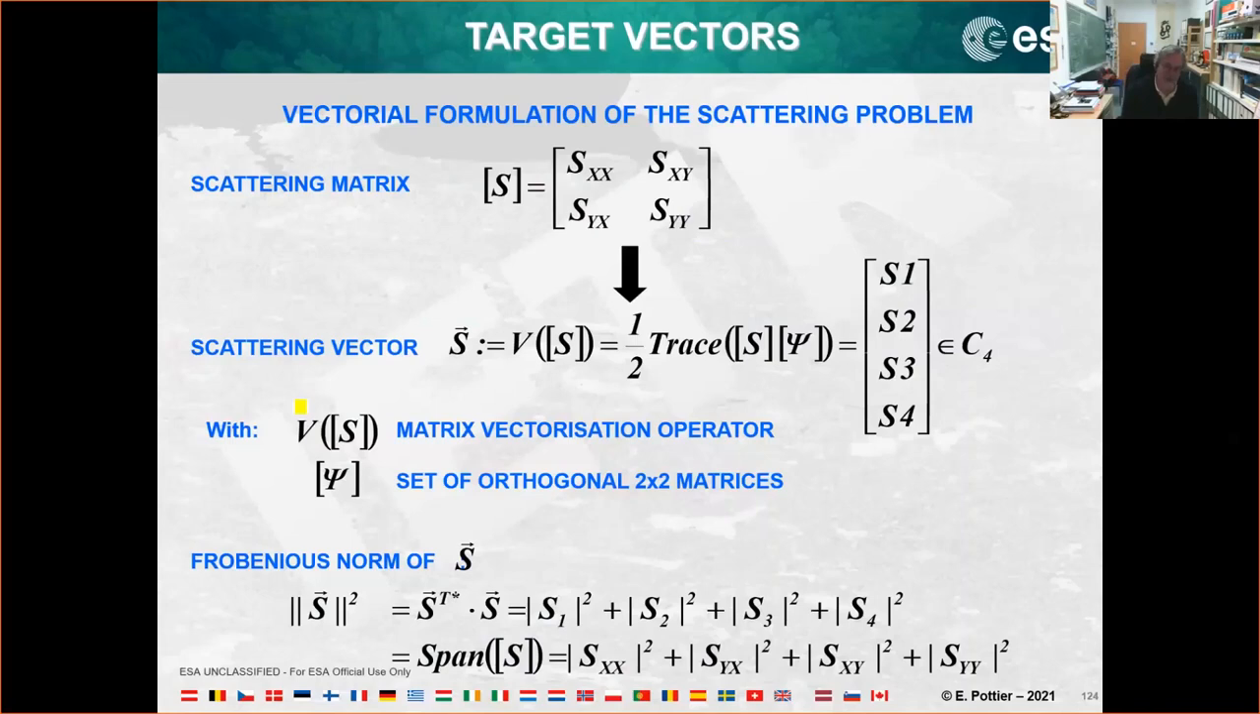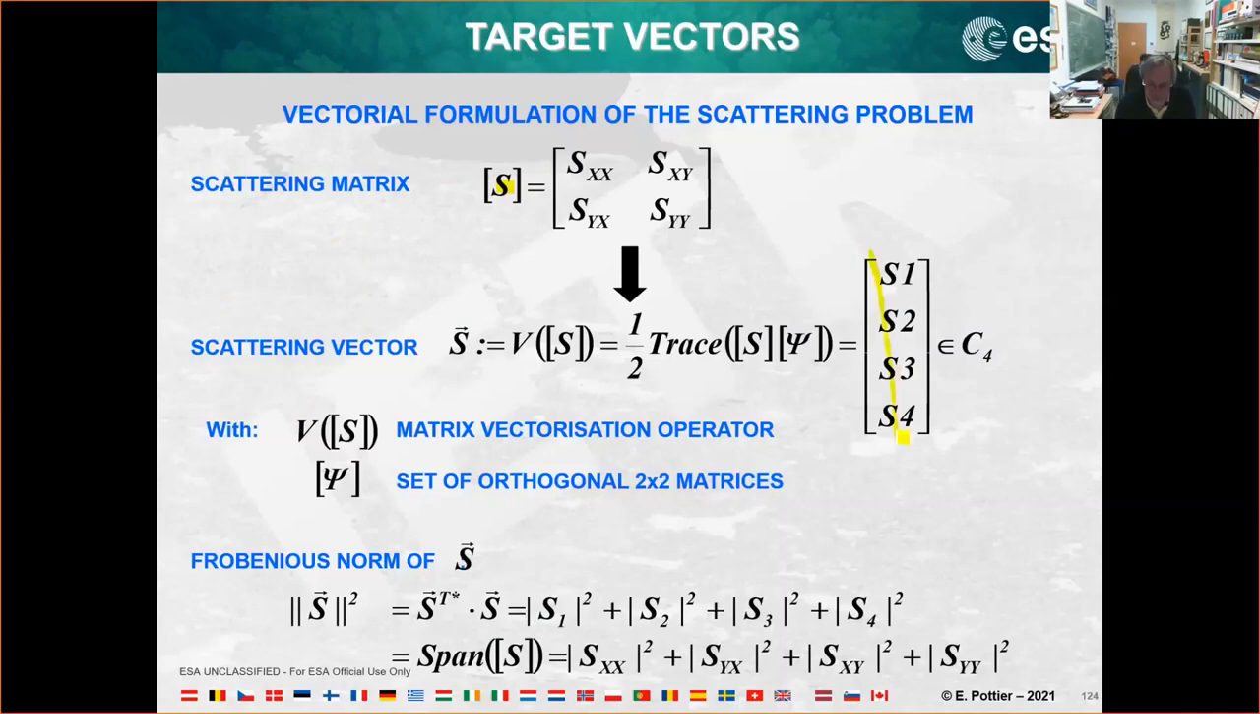So we start from the scattering matrix because this is what we receive at the output of the radar system, and we create a corresponding scattering vector. It's very easy, and we have two ways to do this. Each time we project this matrix on an orthogonal group of matrices. There exist two different orthogonal matrix groups, the lexicographic group and the Pauli group. So the starting point, the input, is a matrix, and the output is a vector.